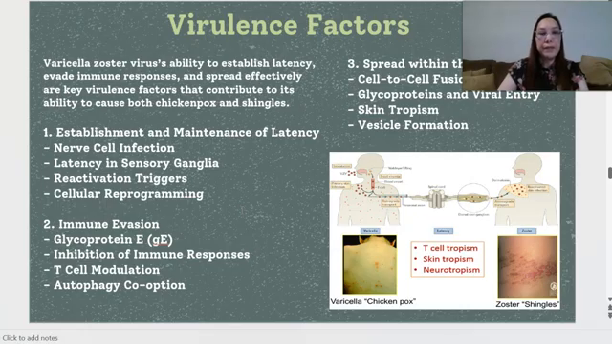The virus infects nerve cells and hides in them. It stays dormant in sensory nerve clusters, also known as ganglia. Certain triggers can activate the virus. It can alter cell behavior to maintain its presence too.